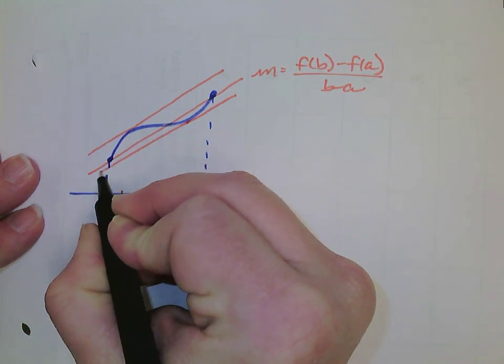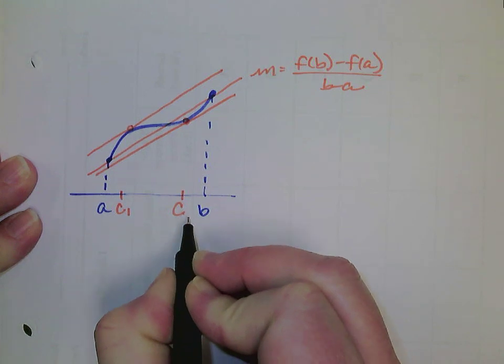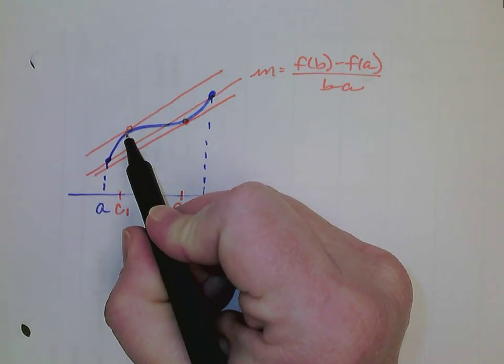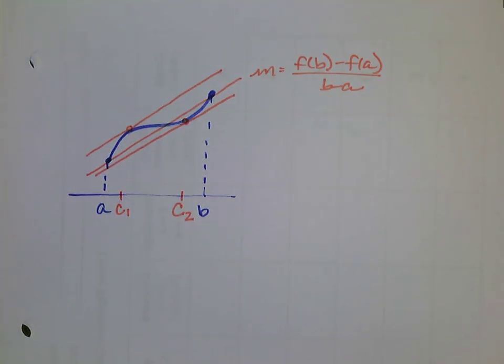This graph would actually have 2 points where that would be the case. I didn't do a very good job drawing the second line. In other words, there's at least one point where the slope of the tangent line is the same as the slope of the secant line that runs through the endpoints. That's what our mean value theorem says.